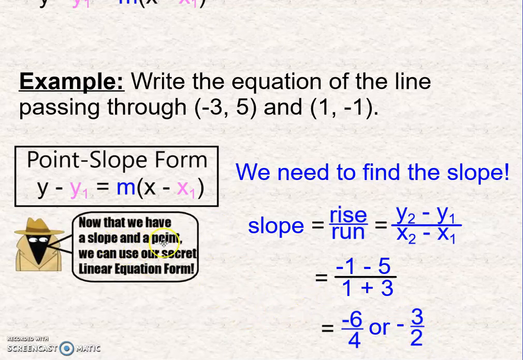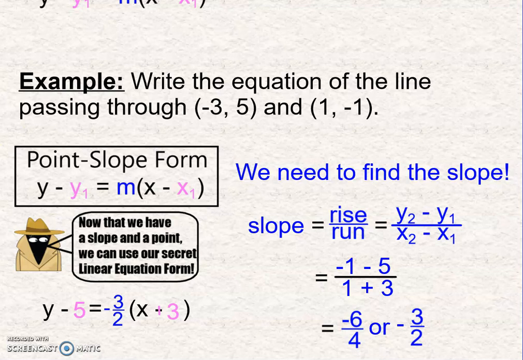Now that we have the slope and we have a point, actually we have 2 points, we can use our secret linear equation form. What is that secret form? It's this. Y minus something equals the slope times the quantity x minus something. So I'm going to take this slope right here, this -3/2, I'm going to put it here. I'm going to pick an x value, and it doesn't matter which x value. I'm going to choose -3 and put it here. Now notice the negative of the 3 changed the minus to a plus. And if I choose -3 as my x, I've got to choose this 5 as my y. It's that simple. We're done. It goes so quickly.